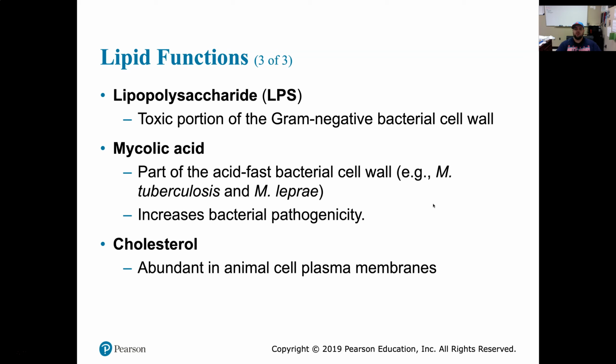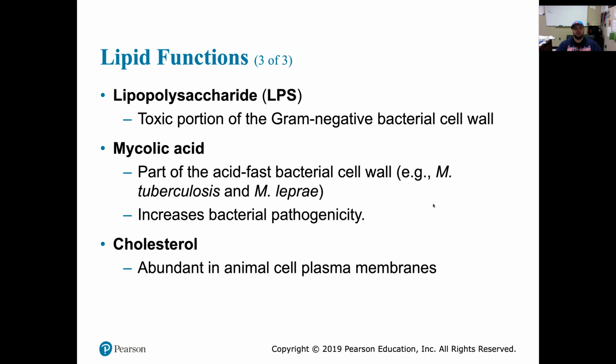Now, I know we haven't gone over gram-positive versus gram-negative yet. That's okay. I don't think it's this chapter. It might be the next chapter. We'll go into a lot of detail with gram reactions, gram-positive versus gram-negative, because in lab, you're going to have to know the difference.